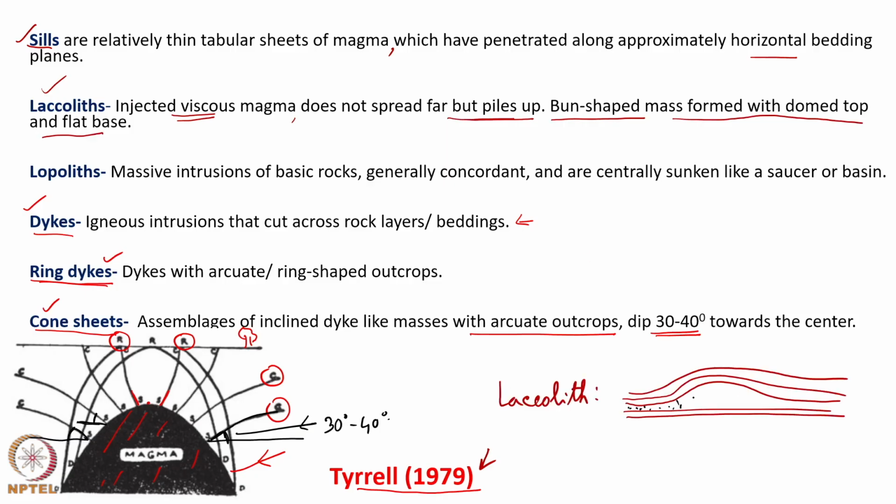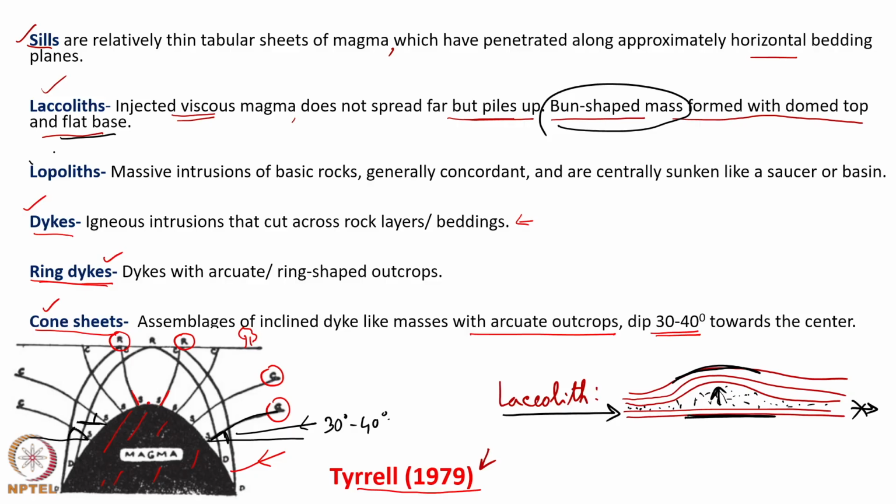So, here is the igneous intrusion, and it was of very high viscosity. So, it could not flow laterally much, but it piled up and produced a bun-shaped mass with a dome top. This is the dome top and a flat base. Here is the flat base. Such igneous structures are known as laccolith.